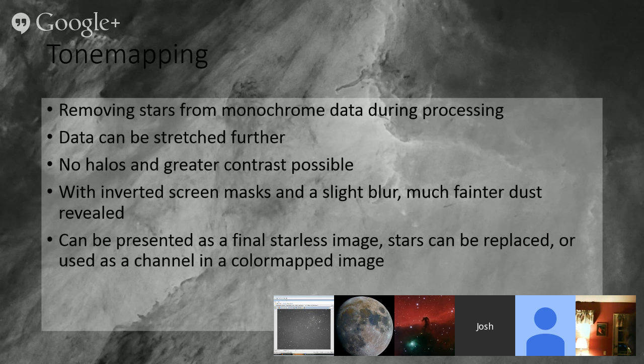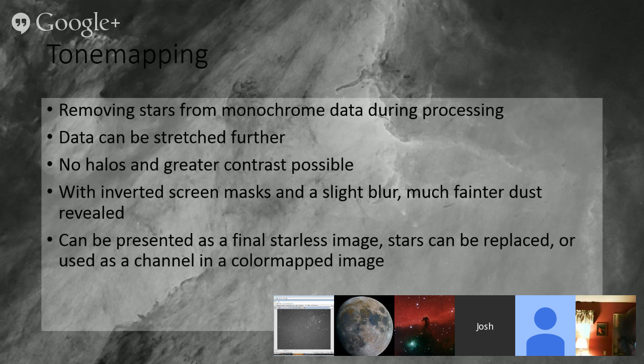So at the end of this presentation, I'll probably spend most of the time talking about tone mapping processing. But the thing with tone mapping is I think there are two fundamental approaches. One is to keep the stars really in check and mostly removed if you are planning on putting stars back into the image. And then there's another way, where you present your image as a final starless image, in which case I think you have a different beast altogether with how you're processing it.